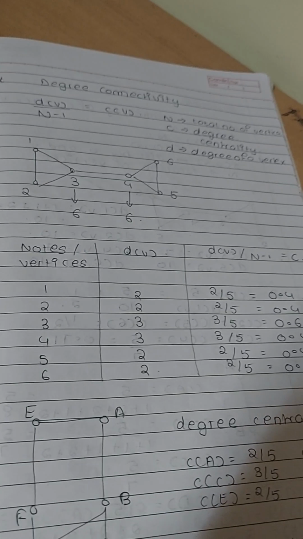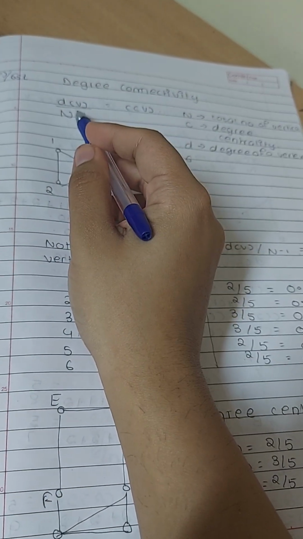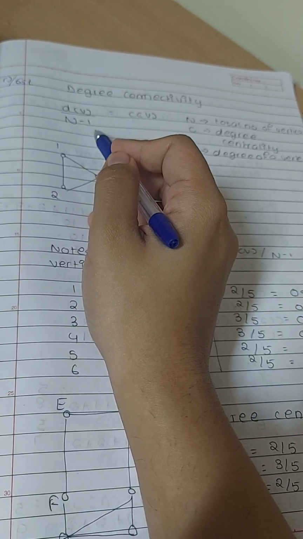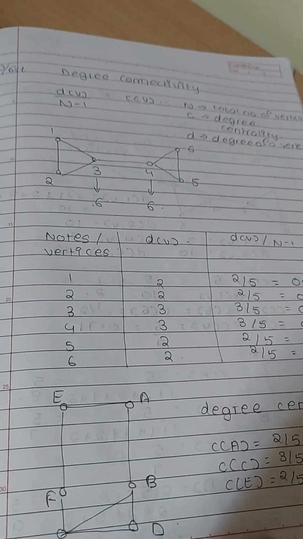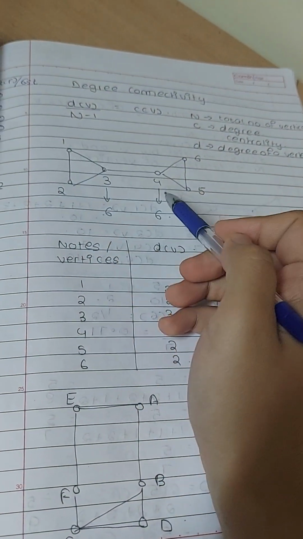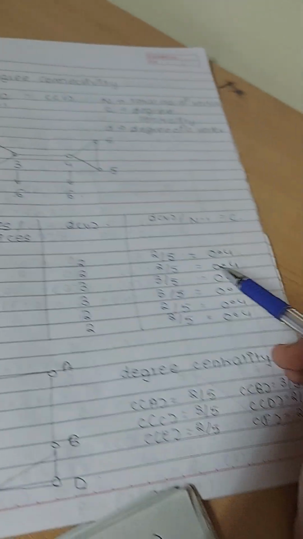Next we come to the degree connectivity. Now what is degree connectivity? It is the degree of this particular vertex upon the total number of vertices minus 1. This is pretty easy, right? The degree of this particular vertex is 2 and the total number of vertices is 6. So 2 by 6 minus 1, that is 5. So 2 by 5, that is here, right?